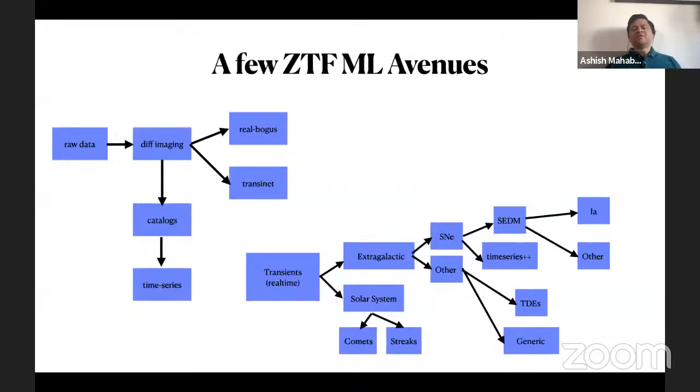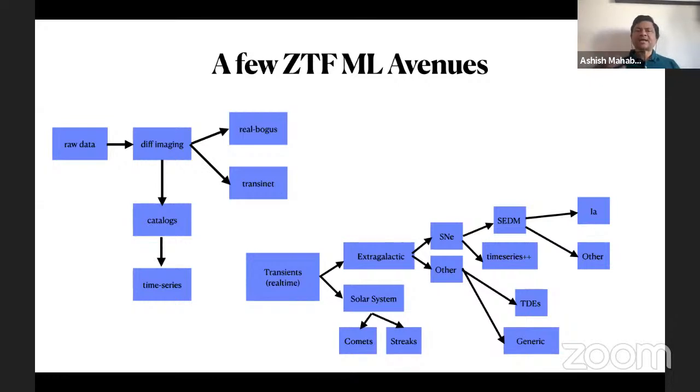In ML, we are doing lots and lots of things. On the left-hand side, you see that from the raw data we start with difference imaging. The first thing we have to do is separate real from bogus and look for transients in different ways. We have been trying to do direct image subtraction to get transients, and that's been progressing. A recent one, for instance, found comets using a very similar technique. But the bottom left thing you see, catalogs and time series, is one of the crucial things, because we are very much into real-time transients and real-time alerts and so on.